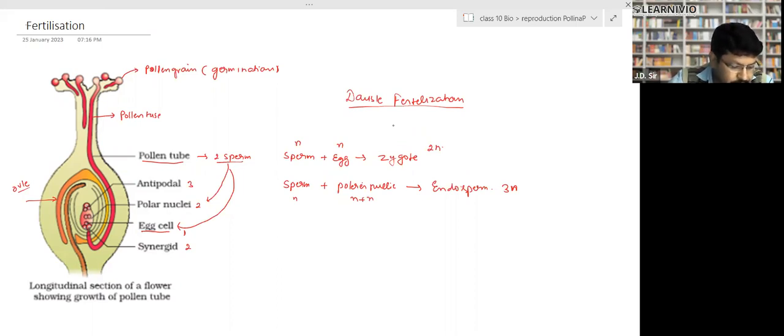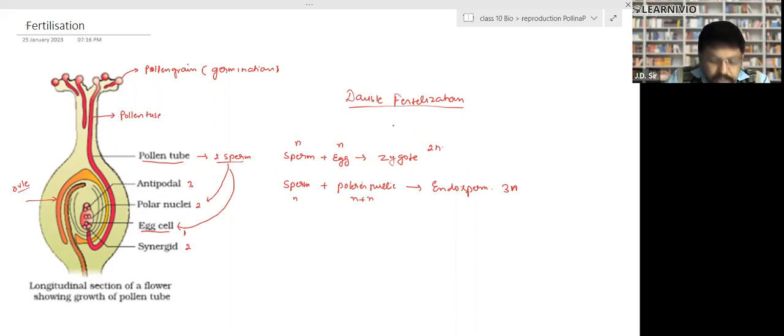One last thing. The fertilized zygote forms the embryo, which remains covered in the seed. Next point. The ovary of the flower develops into fruit.